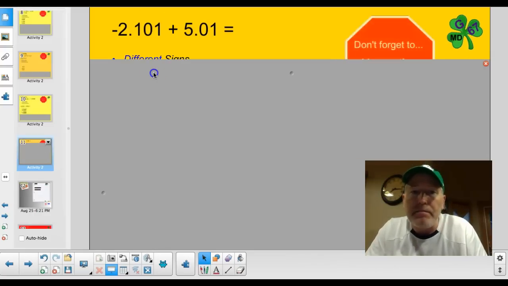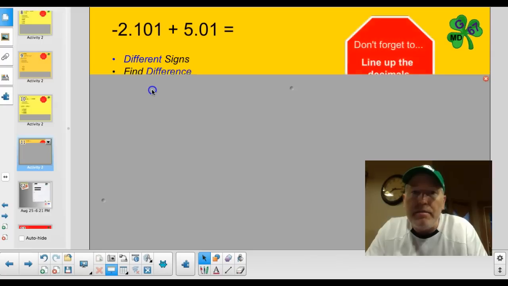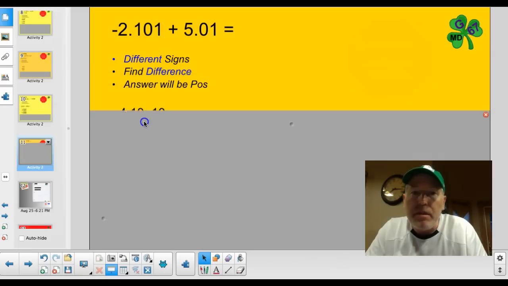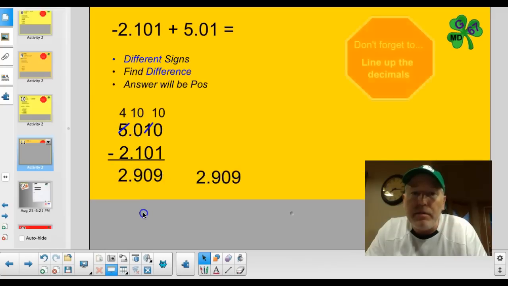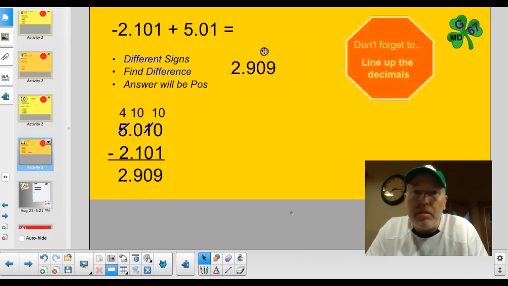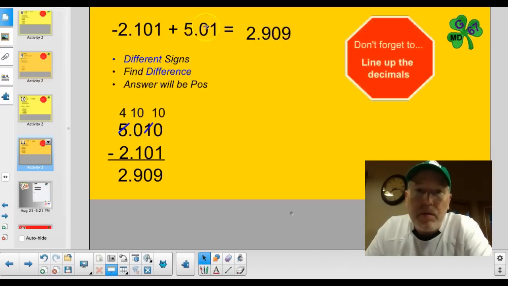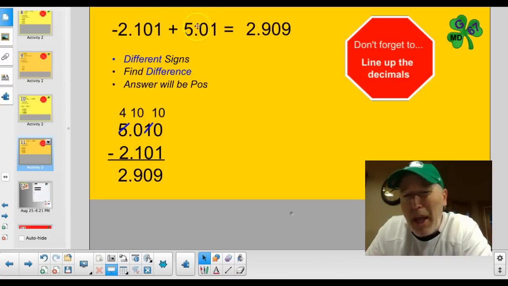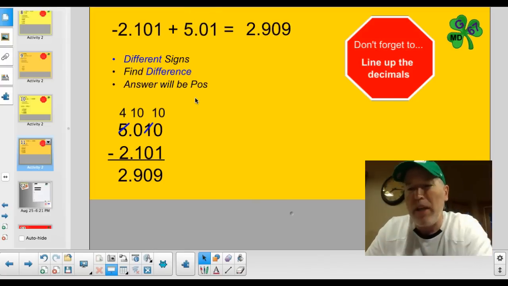All right, let's see how you did. Well, they're different signs. You got to find the difference. You know your answer is going to be positive. Because this number is larger than this number, so this one had to go on top when you found the difference. 5.010 minus 2.101. Let's just think about it. You're at negative 2 on the number line. You're going to add 5. Well, it'll take 2 to get you to 0, and you'll have about 3 more. There's your 3. Again, constantly I'm working that number line in my head.